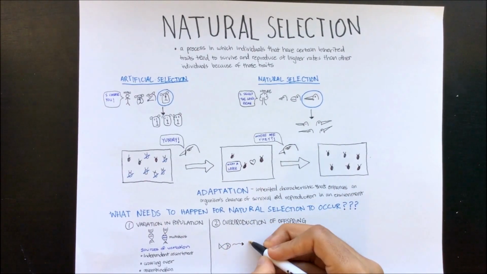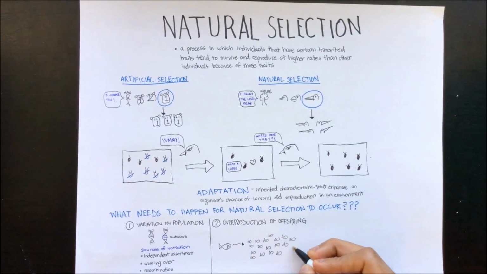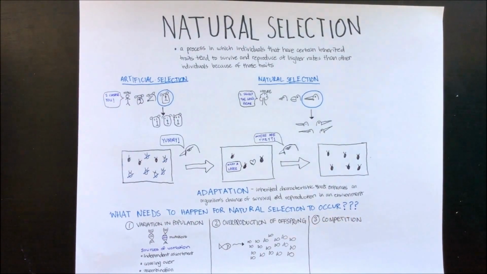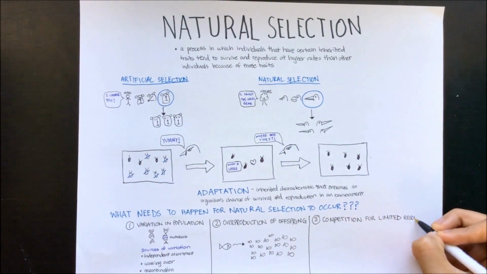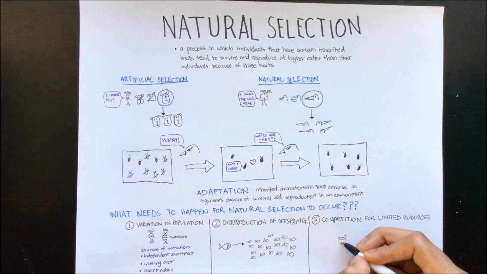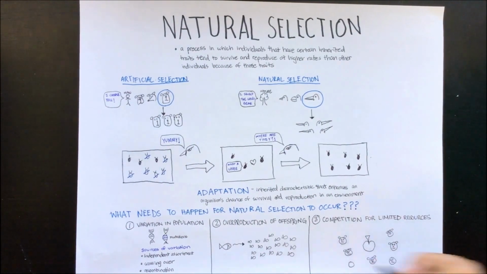Secondly, there needs to be an overproduction of offspring. And lastly, there is competition for resources among individuals because resources are limited on Earth. This competition in turn leads to survival of the fittest.